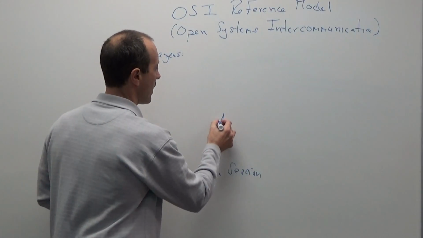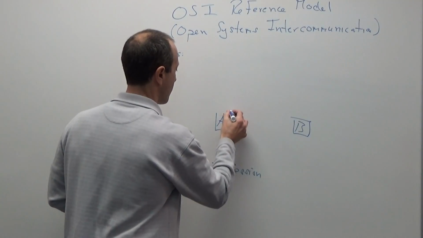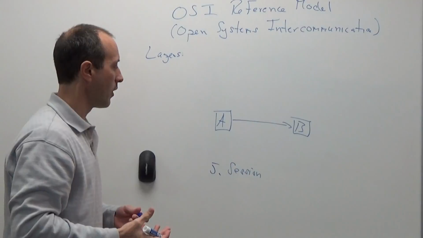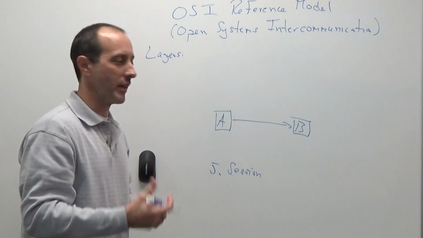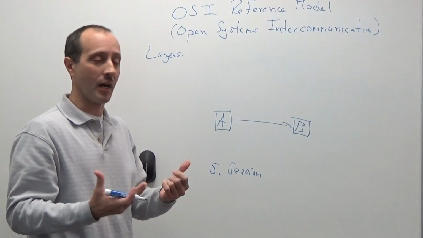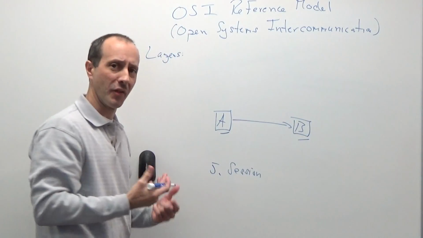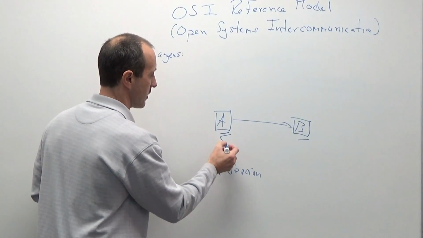Now, device A wants to communicate with device B. And so how exactly does that happen? Well, just like we make a phone call, we actually dial some numbers and we let it ring, we wait for the other person to pick up. Well, when one computer on a network needs to communicate with another computer on a network, they actually have to open up the same kind of session.